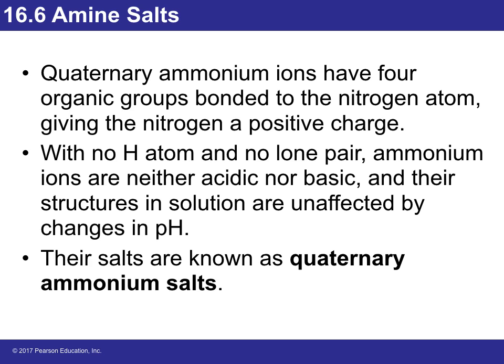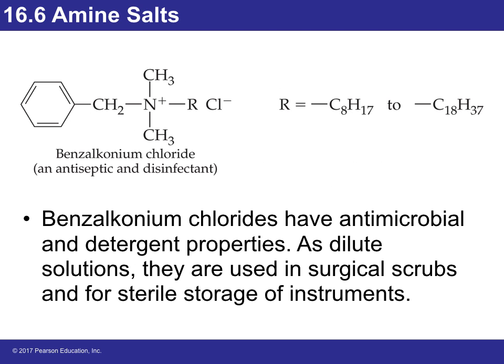Quaternary ammonium ions have 4 organic groups bonded to the nitrogen atom, and that gives a positive charge to the nitrogen atom. When you have no more hydrogen atom and no lone pair, ammonium ions are neither acidic nor basic, and their structure in solution will not be affected by change in pH from acidic to basic. We call those quaternary ammonium salts. Those are examples here.